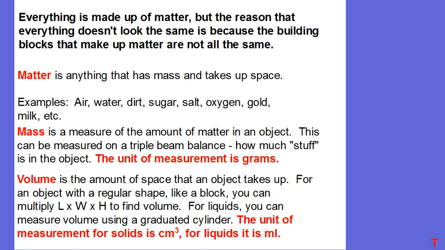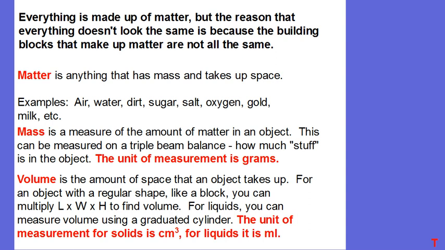So even if an object is very small and has very little mass and takes up very little space, it's still matter. Mass is just a measure of the amount of matter in an object. It can be measured on a triple beam balance or another type of scale. It tells you how much stuff is in the object. The metric unit we use in the science lab is grams, and a lowercase g is used to indicate grams.